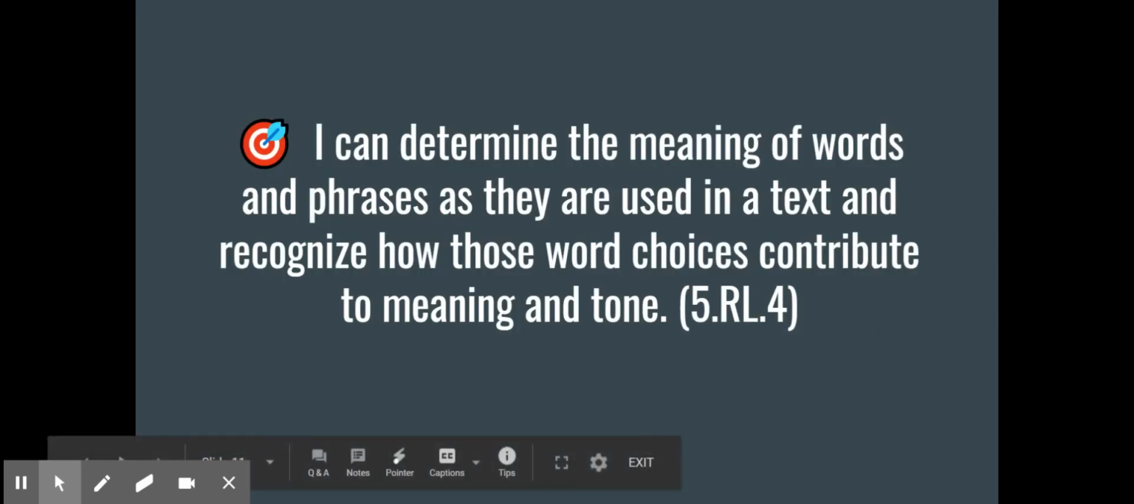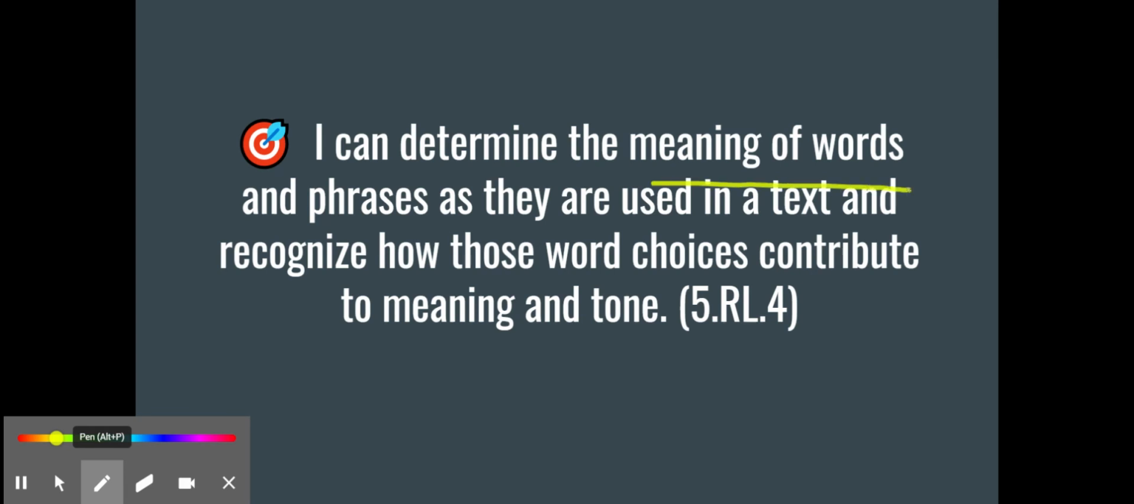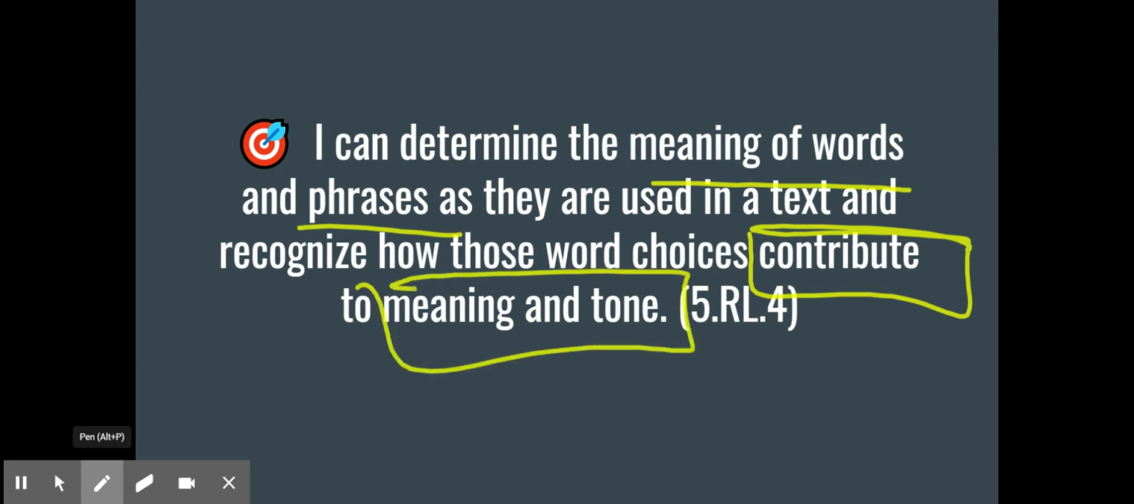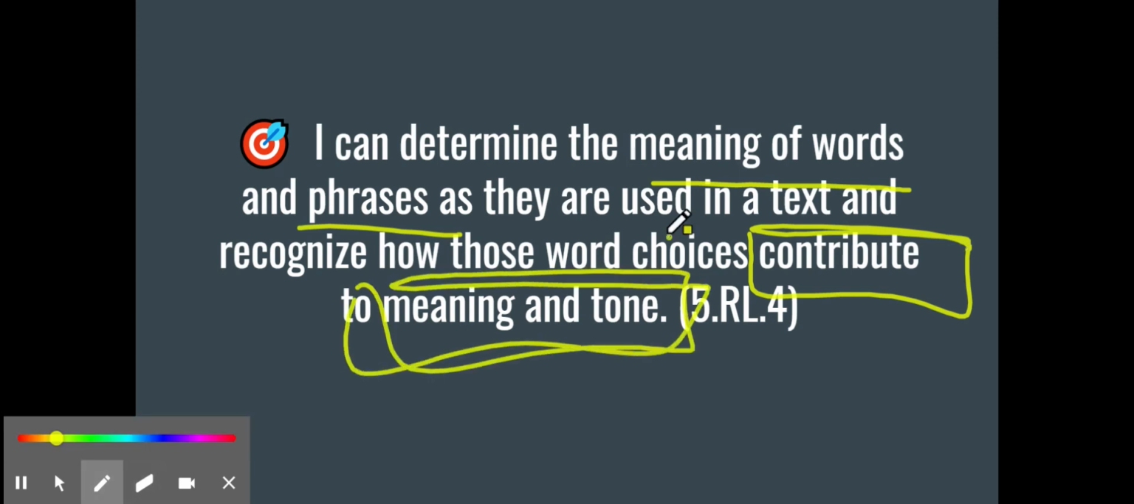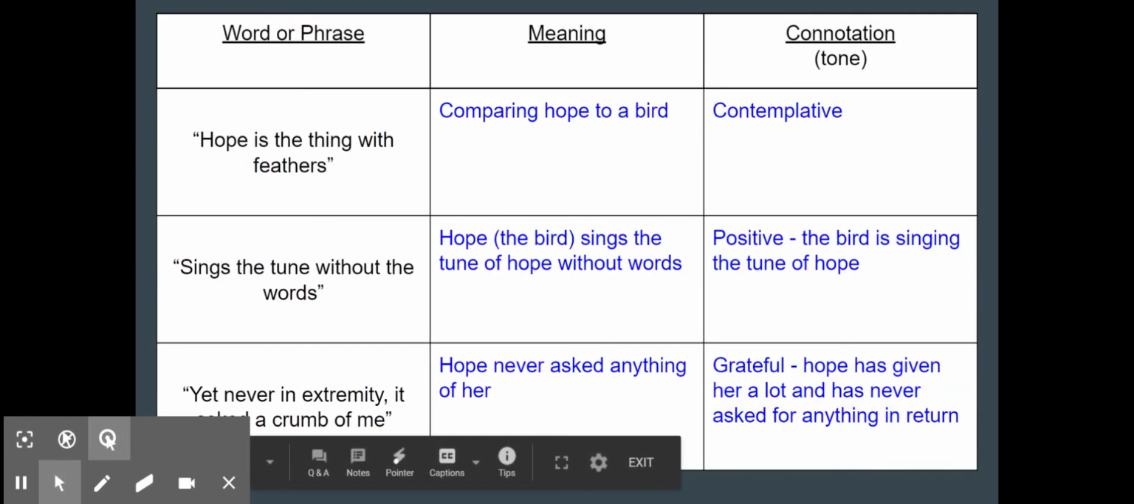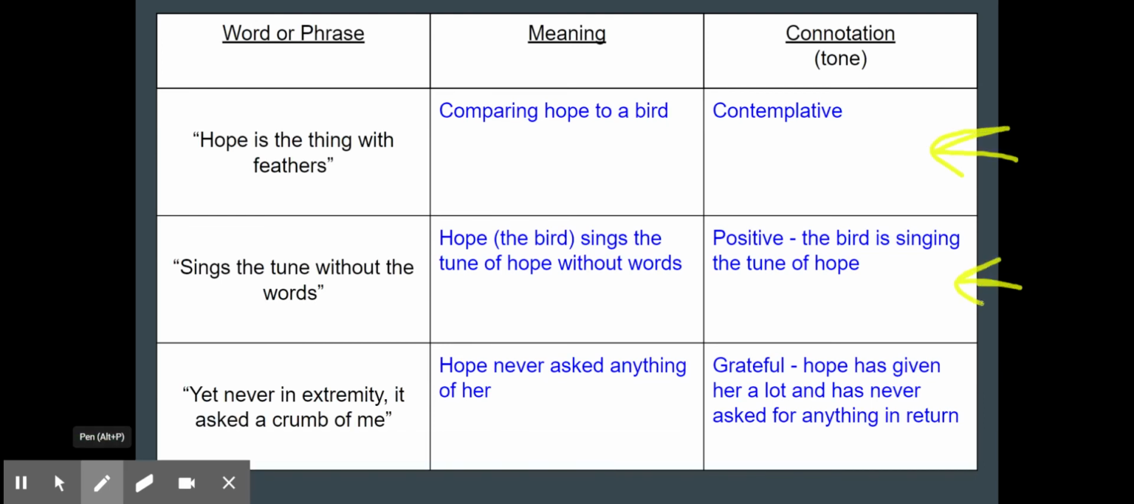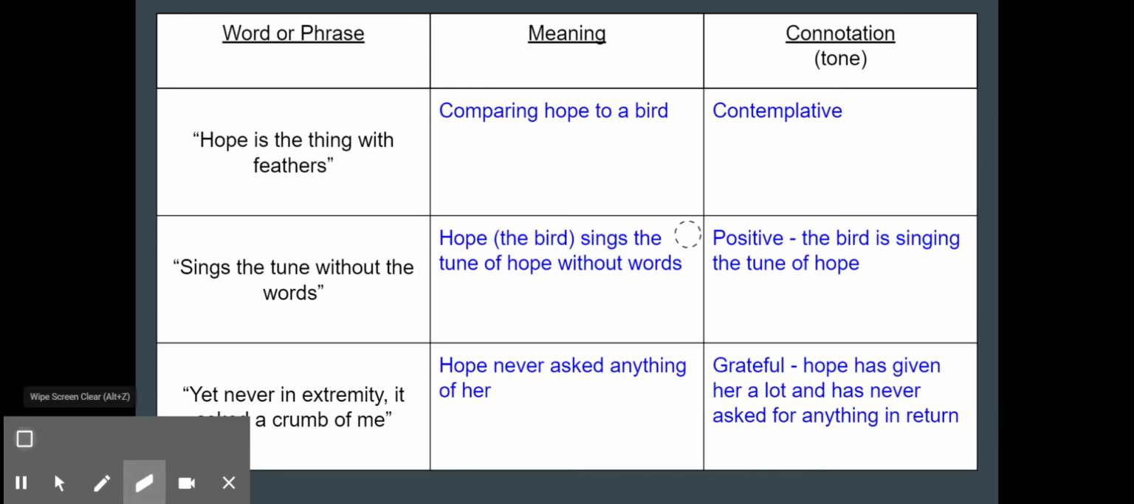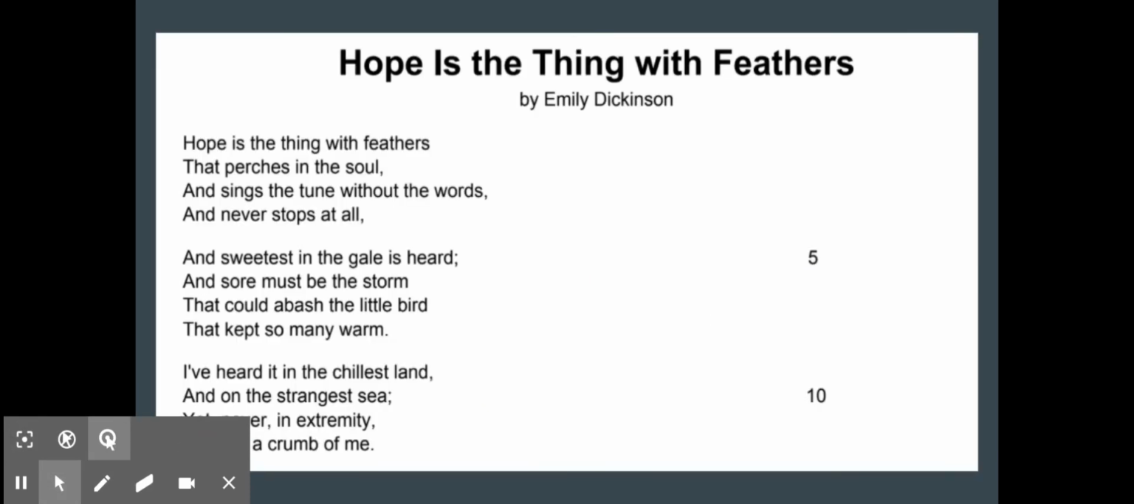So going back to our overall learning target for today, we know the meaning of these words and phrases. So now, how do they contribute to the meaning and tone of the overall poem? Looking at our overall graphic organizer, I have thinking, I have positive, I have grateful. So overall, I have a positive connotation thinking about how hope is. So what would be the tone of this poem?